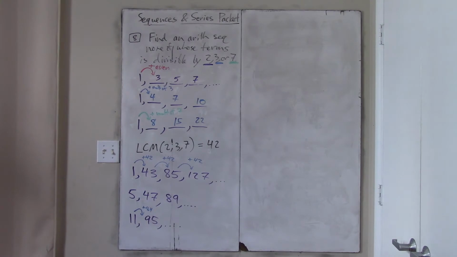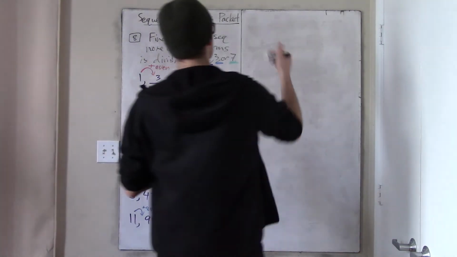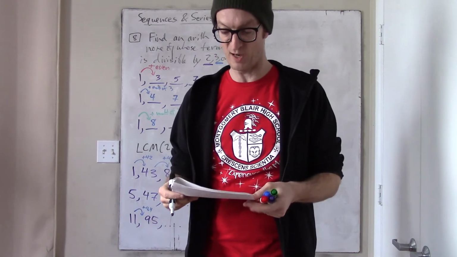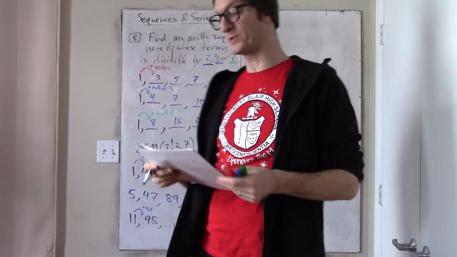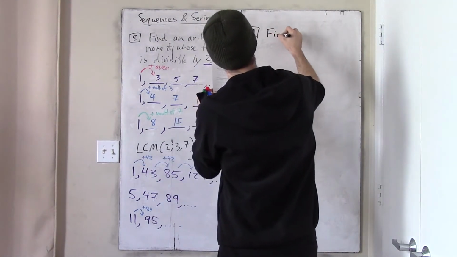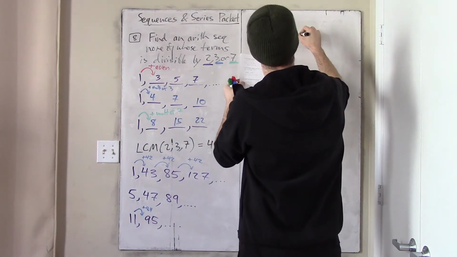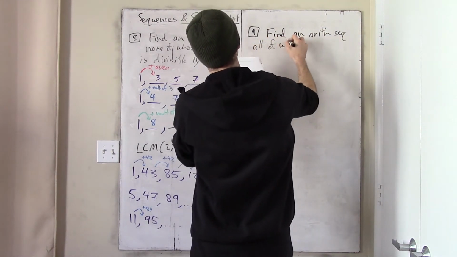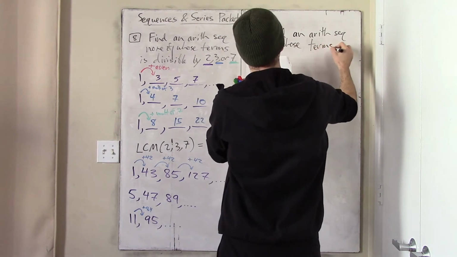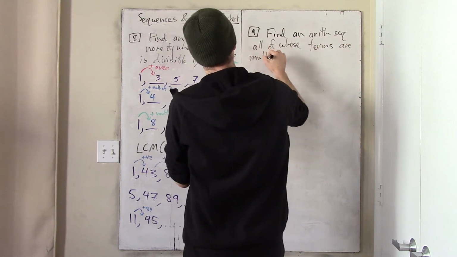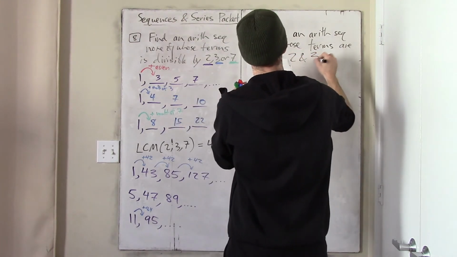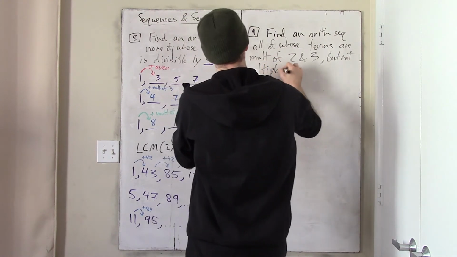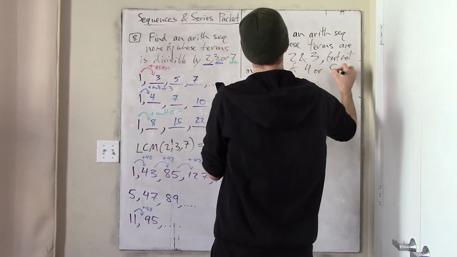The next problem is just the exact same thing with one added twist. Number 9 says, find an arithmetic sequence all of whose terms are multiples of 2 and 3, but not multiples of 4 or 5. Okay, maybe this is hard enough that it's actually a new challenge. So find an arithmetic sequence, all of whose terms are multiples of 2 and 3, but not multiples of 4 or 5.